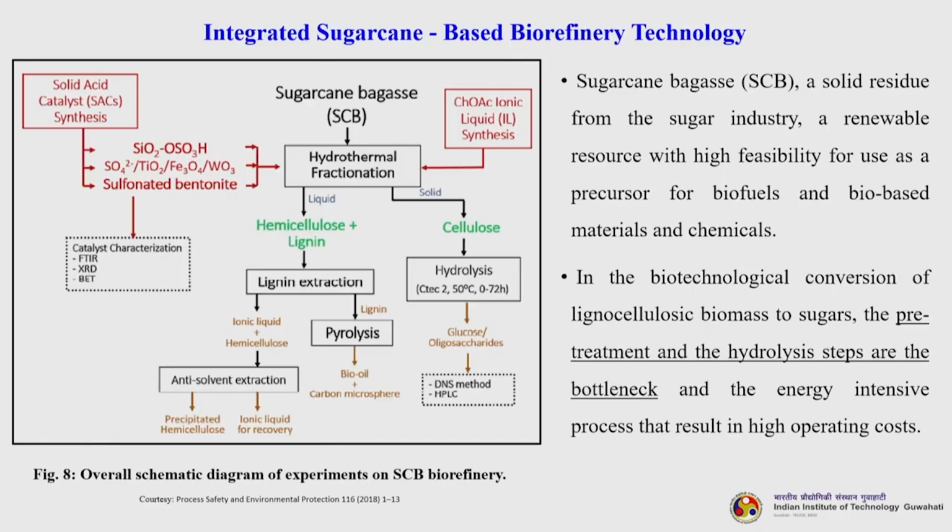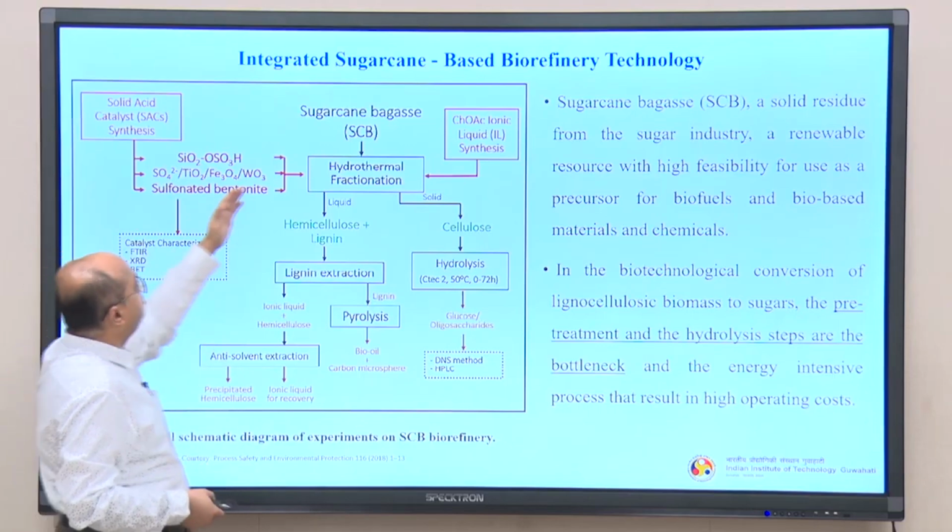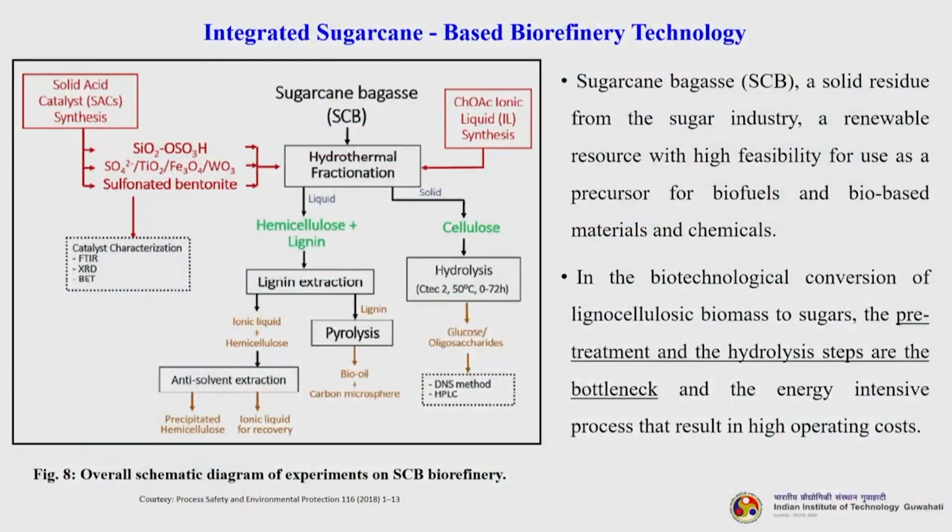Now, next we are going to talk about the integrated sugarcane based biorefinery technology. This is an overall schematic diagram of the experiments of the sugarcane based biorefinery. Let us say you start from here, the sugarcane bagasse, SCB. You go for hydrothermal fractionation, so you get the liquid part which is composed of the hemicellulose plus lignin.